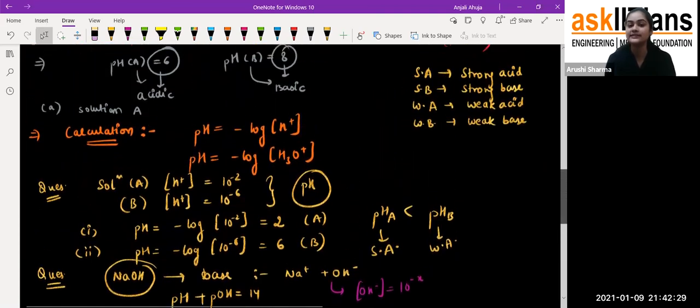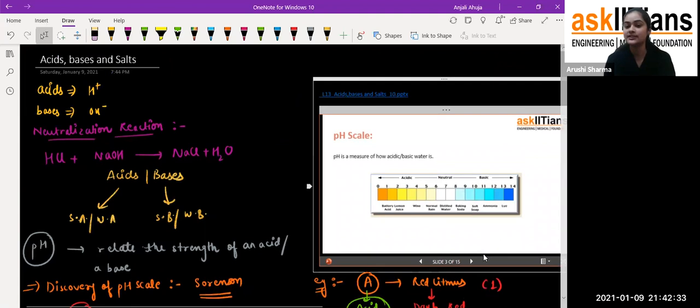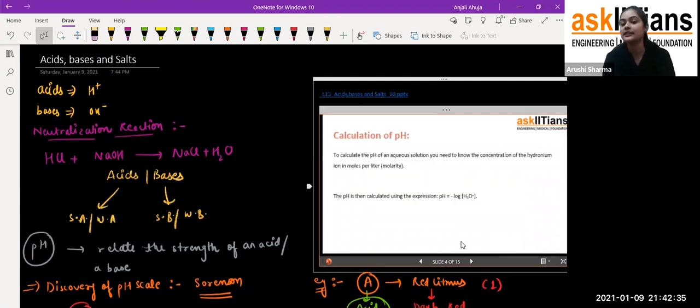Okay, for your standard 10th, according to the 10th standard, this is the condition, students, of how we consider the calculation of pH. Now students, I hope you are not confused about how the pH works, that the pH depends upon the H ions and OH negative ions as well. H ions we consider for the acid, and the OH negative ions we consider for base.